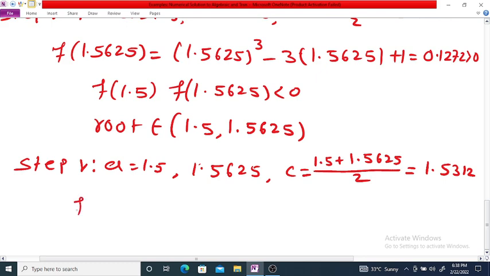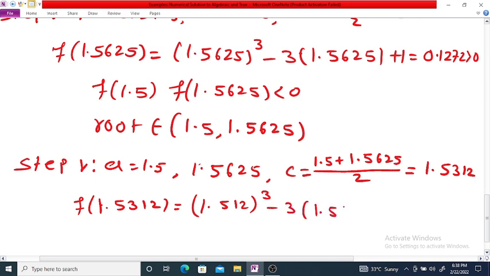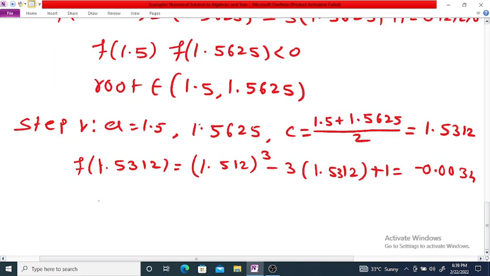And if you find f of 1.5312, it is equal to 1.5312 cube. Function is what? x cube minus thrice x plus 1. So if you solve this, it is minus 0.000034. So again it is less than 0, and in the previous interval this is greater than 0.